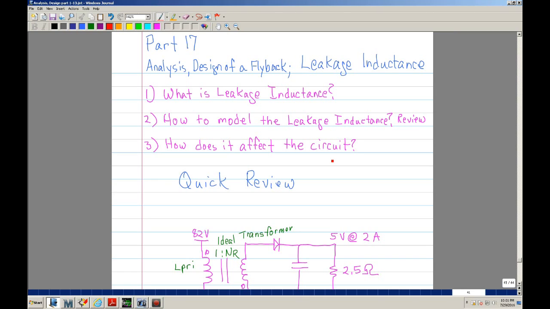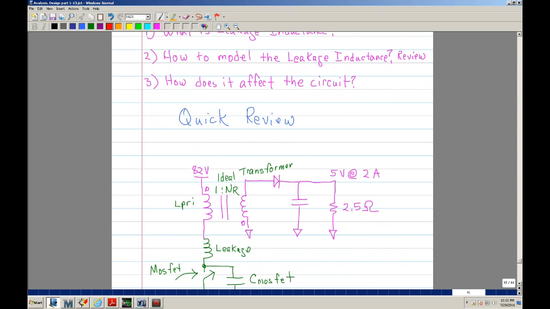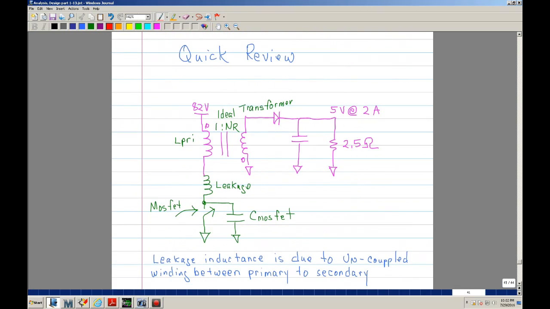Hopefully I'll make sense of the analysis. I'm going to go through a quick review: what is the leakage inductance, and how to model it. Then how it affects the circuit, and then I'm going to try to derive a mathematical equation and do a SPICE simulation to verify my equation. So that's the topic I'll be discussing today.